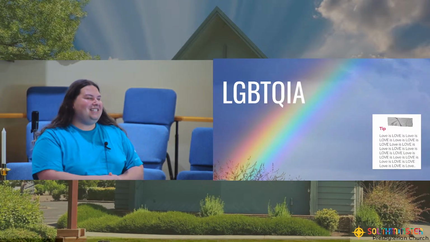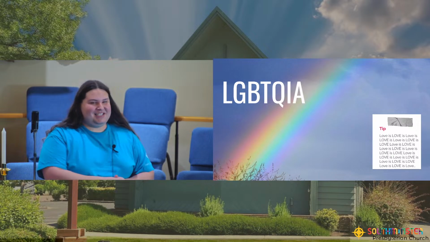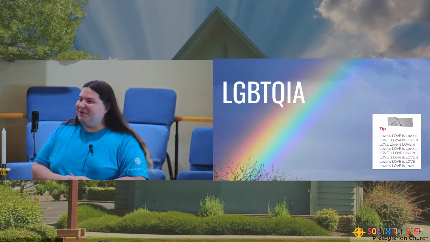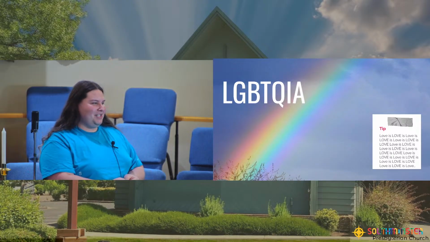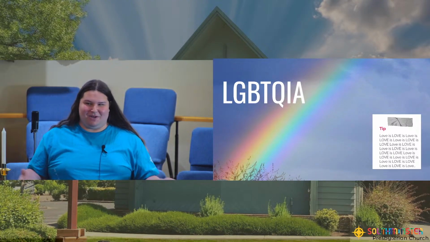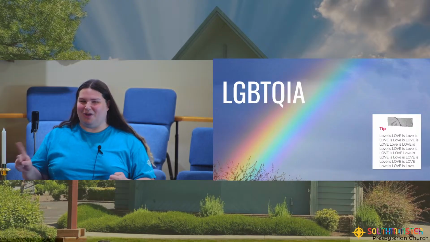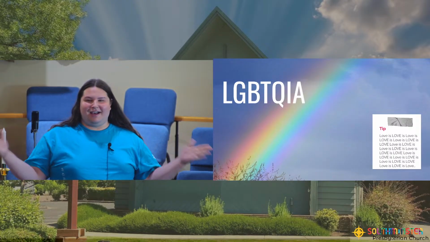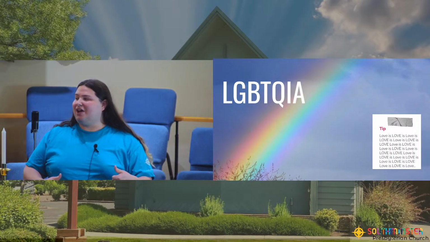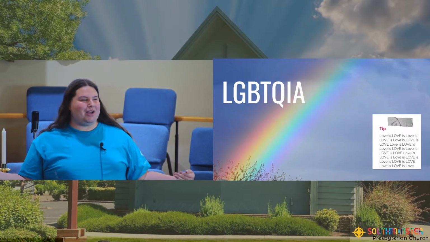B, that stands for bisexual. That's where I land on the spectrum. Bisexual means that you are attracted to more than one gender. More than one gender, not just one. Bi means two, but in this context, it means more than one gender.